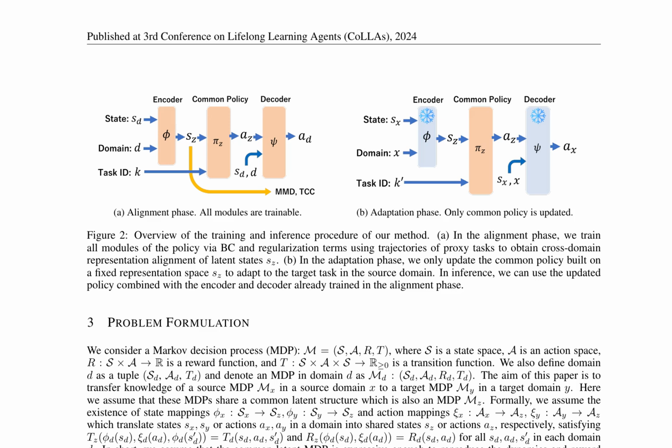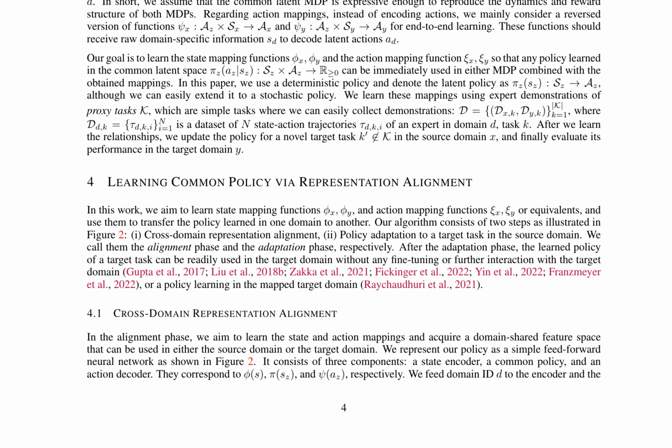It proposes a two-step approach, first aligning representations across domains using expert demonstrations of proxy tasks, and then adapting the policy to a novel target task in the source domain. The training and inference procedure involves an alignment phase where all modules are trained via behavior cloning and regularization terms, followed by an adaptation phase where only the common policy is updated to adapt to the target task.